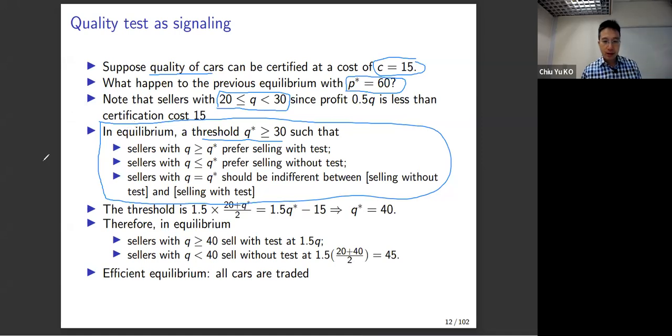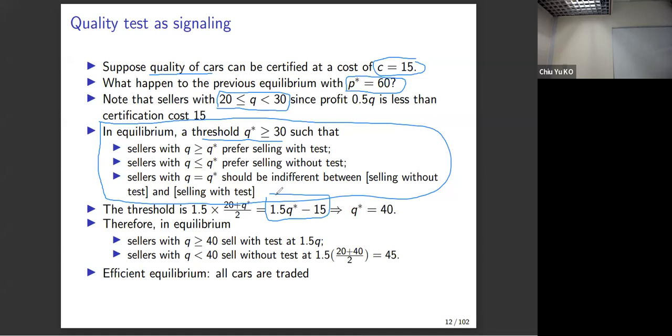Okay. And this side is what? If that guy goes to certify, right? People know his quality with Q star, right? And he can sell at 1.5 Q star, right? But he has to pay $15 for certification. Okay? And you can check exactly 40. If you're 40, you're indifferent. Under this fractal equilibrium.